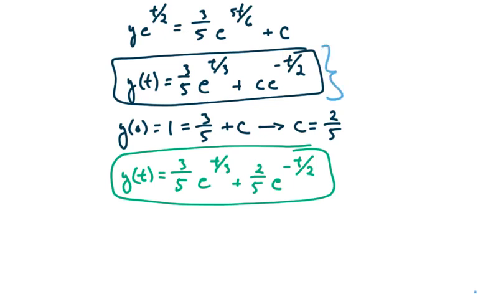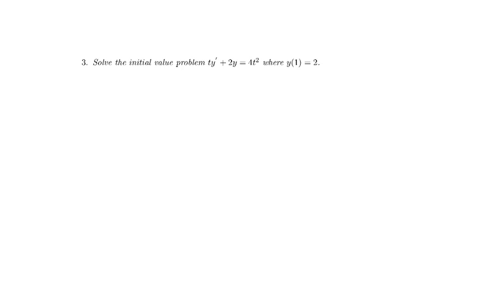Now this first solution is called our general solution, whereas the second one is our particular solution. Right, so general is when you have constants still there, and when you've solved for those constants, it's then referred to as a particular solution. We have one more problem to look at, so let's take a look at number 3.